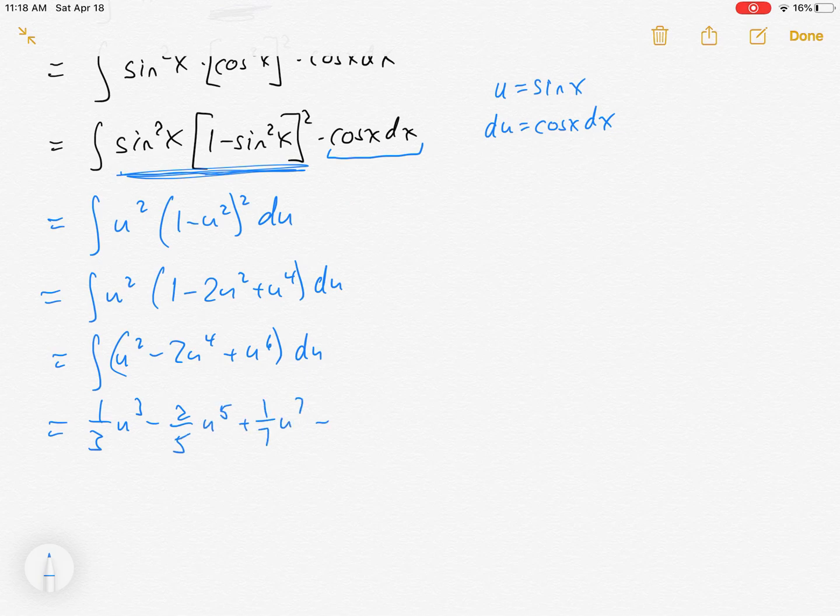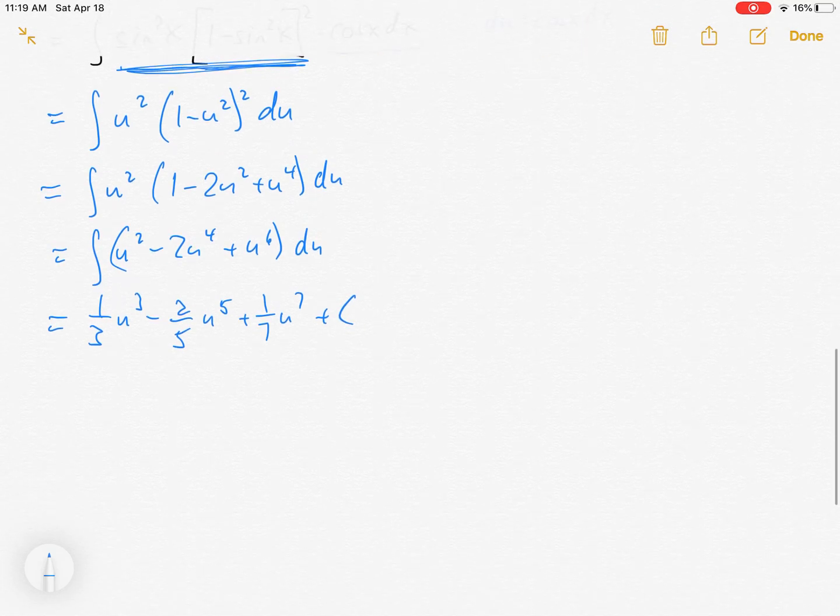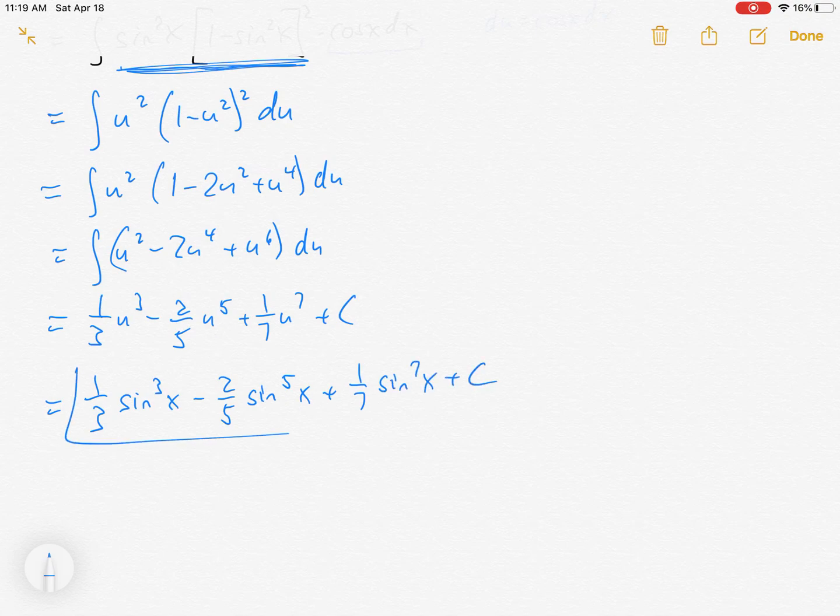This is a very doable integral. 1/3 u cubed minus 2/5 u to the 5 plus 1/7 u to the 7 plus c. Plug back in, and this one is finished. 1/3 sine cubed x minus 2/5 sine to the 5th x plus 1/7 sine to the 7th x plus c. Got it.